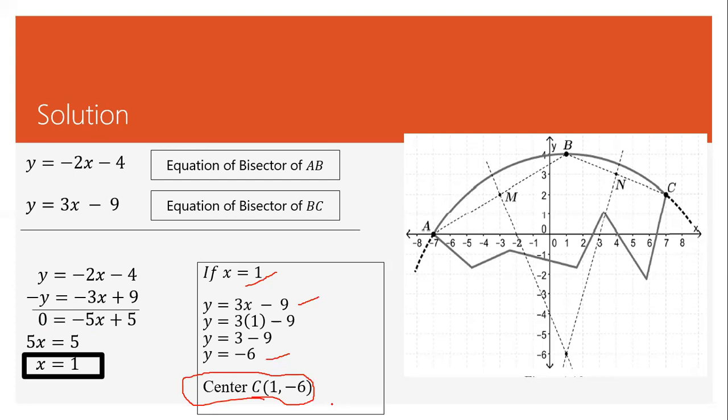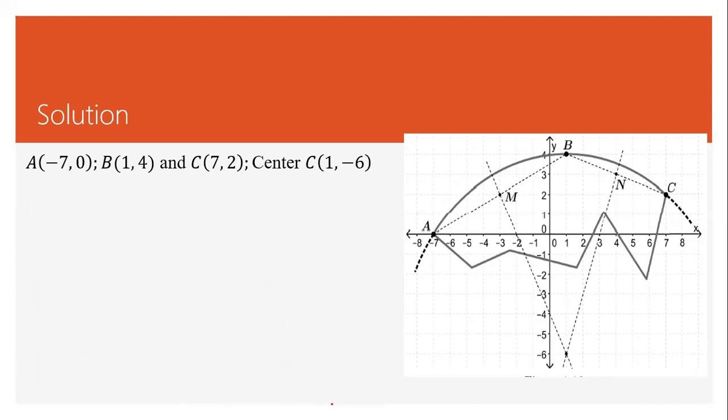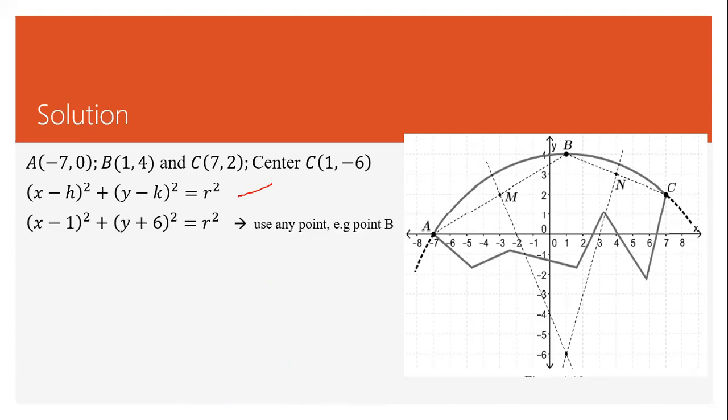We're not yet done. Let's determine the radius of the circle. Since we have the center and we have the points of the circle, we can determine the radius of the circle. So center is 1, negative 6. So we will use our standard equation, quantity of x minus h squared plus y minus k squared is equal to r squared. Ang atong center is 1 and negative 6. So x minus 1 quantity squared plus y minus negative 6, negative times negative is positive 6, quantity squared is equal to r squared.